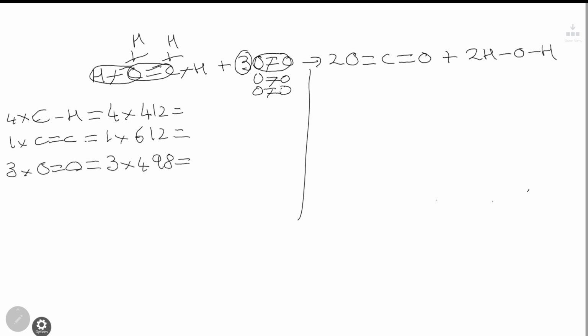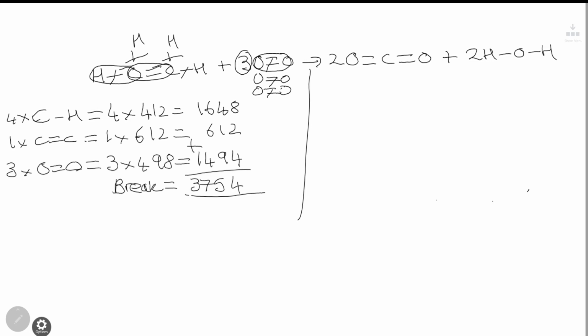4 times 412 gives us 1,648. 612 times 1 is easy. And 3 times 498 gives us 1,494. Then we need to add these numbers together. So adding all of those up on the calculator is going to give you a value of 3,754. Remember, that is the amount of energy that is required to be taken in order to break the bonds. So let's move to the other side.